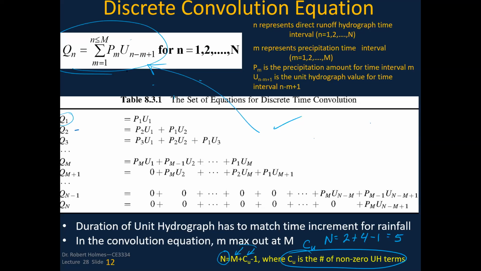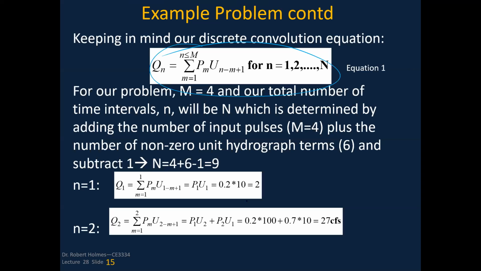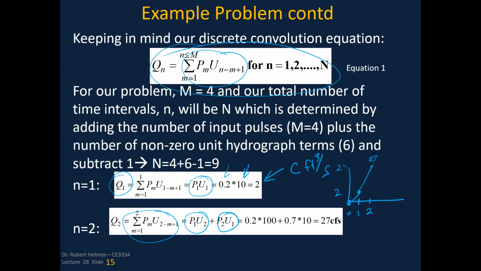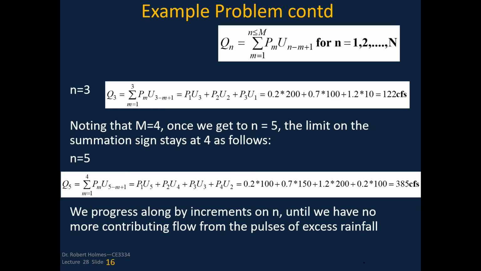And again, that comes back to this equation right here in the slide. I take the convolution equation, I explode that, and I get these values. You can see the P1, U1. So my first value, Q1, is P1 times U1. Well, P1 is 0.2 inches of excess precip and U1 is 10, so 2 CFS, cubic feet per second, is my very first ordinate. So if I look, time is 0, I'll get to the first hour, and I've got 2 CFS as my first value. Then I go to my second ordinate and explode this convolution equation. I end up getting P1U2 plus P2U1, add those together, and now I've got 27 CFS. And then I just keep going through, and you can see here on the example, you can work this through yourself. You can see how they go, and that's using the convolution equation.